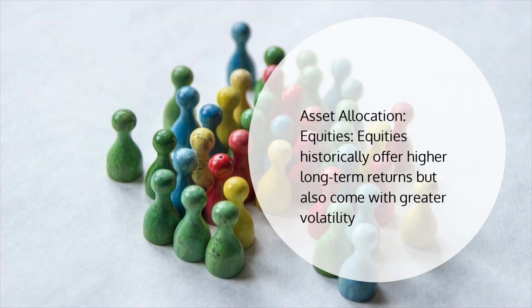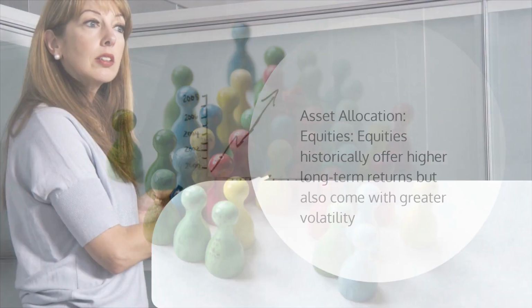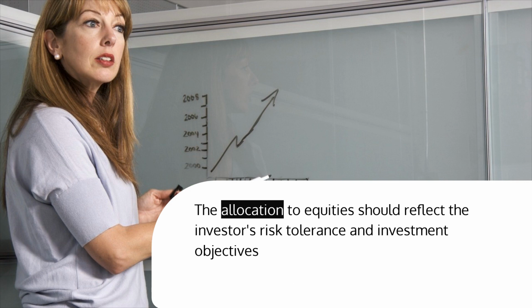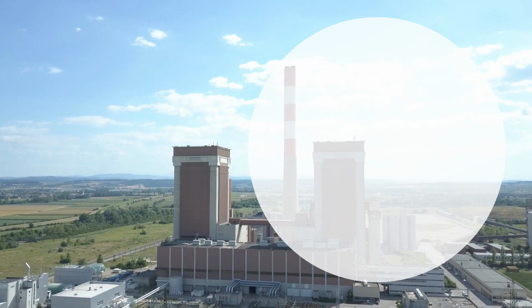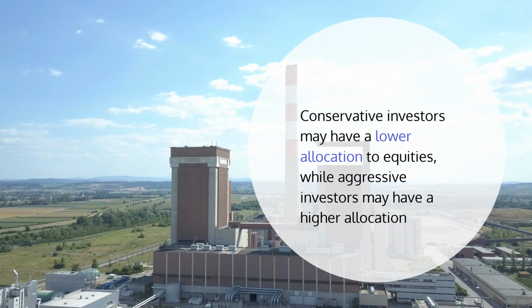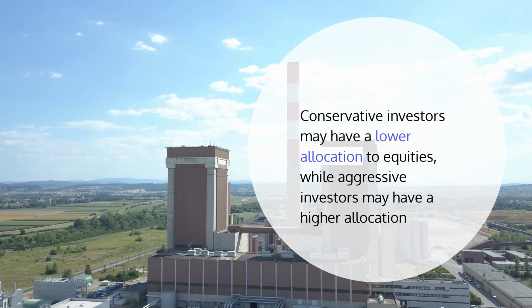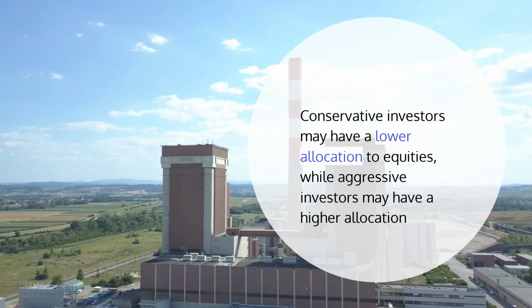Asset allocation. Equities. Equities historically offer higher long-term returns but also come with greater volatility. The allocation to equities should reflect the investor's risk tolerance and investment objectives. Conservative investors may have a lower allocation to equities, while aggressive investors may have a higher allocation.